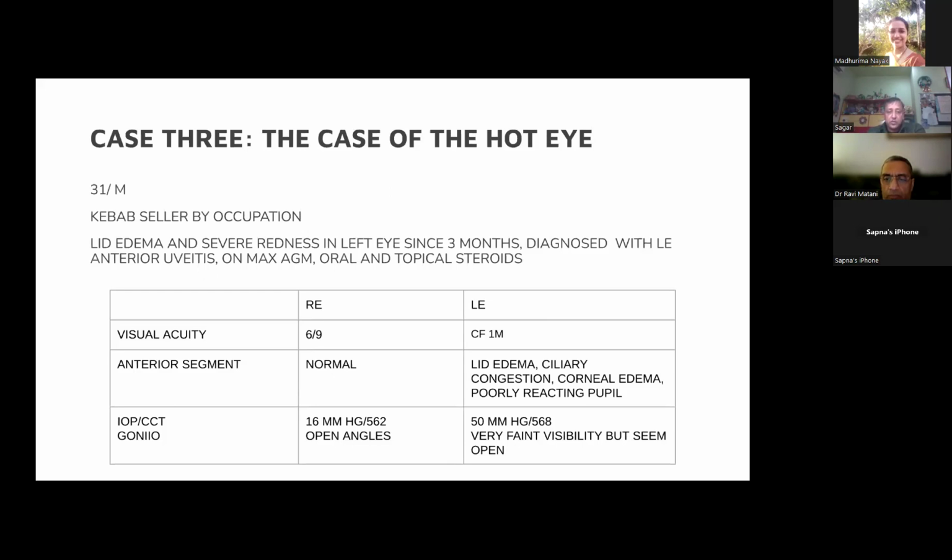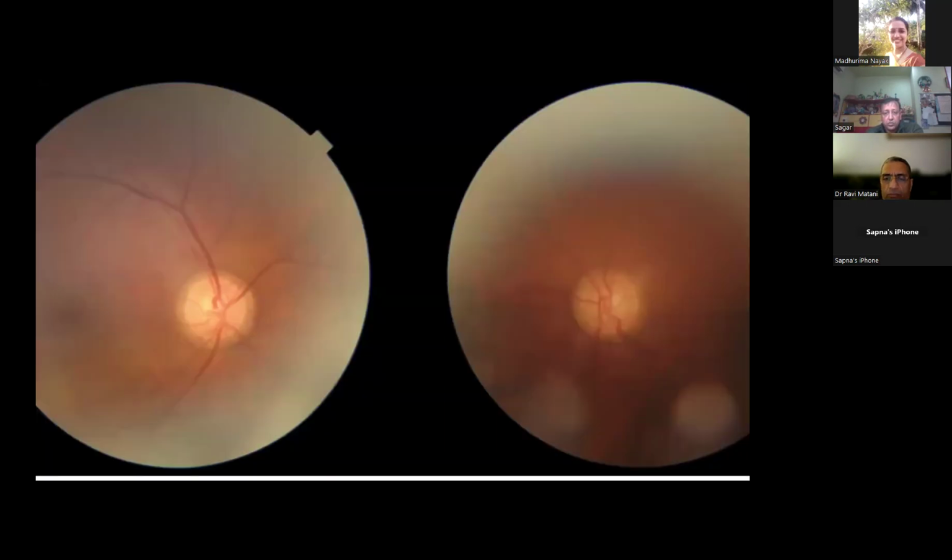So his vision was counting fingers only, with corneal edema, and pressures were right up there, 50 millimeters of mercury. Gonioscopy showed very faintly visible angles, but they seemed to be open. So this is the fundus image from my Bareilly Topcon fundus camera, after his pressures came down and the cornea sort of cleared out.